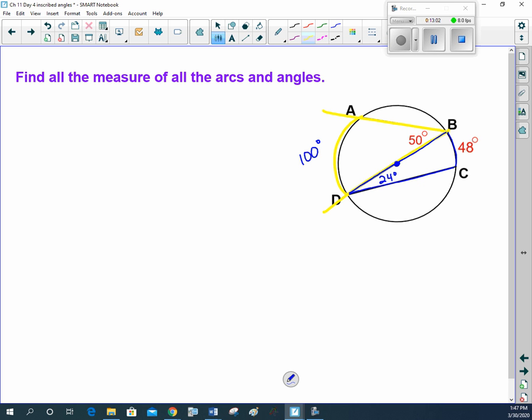Okay, it looks like I have a diameter because I have this chord going through the center of the circle. So I can figure out all the rest of the missing arc measures. If from D to A is 100, then A to B would be 80 degrees. And if B to C is 48, and that's a semicircle, then I just subtract the 48 from 180, and I'd get 132 for the arc measure of D to C.